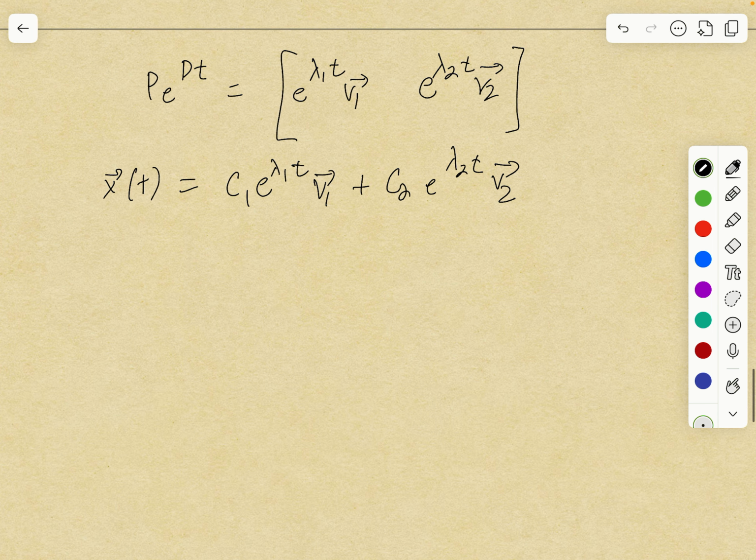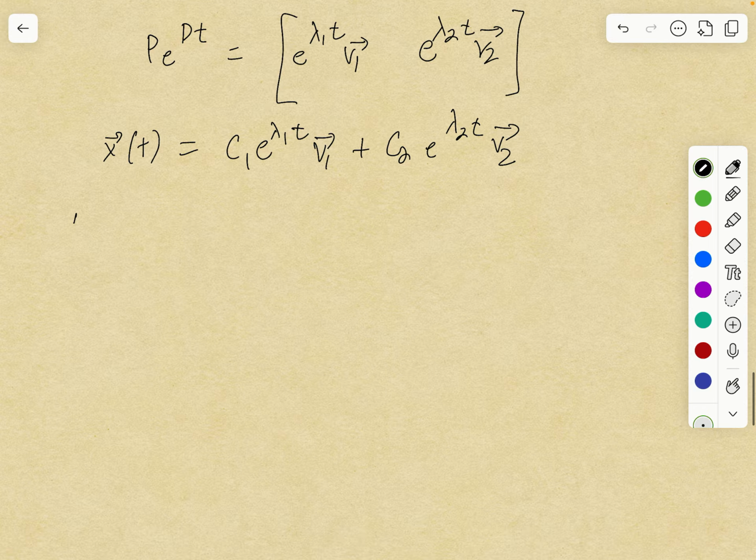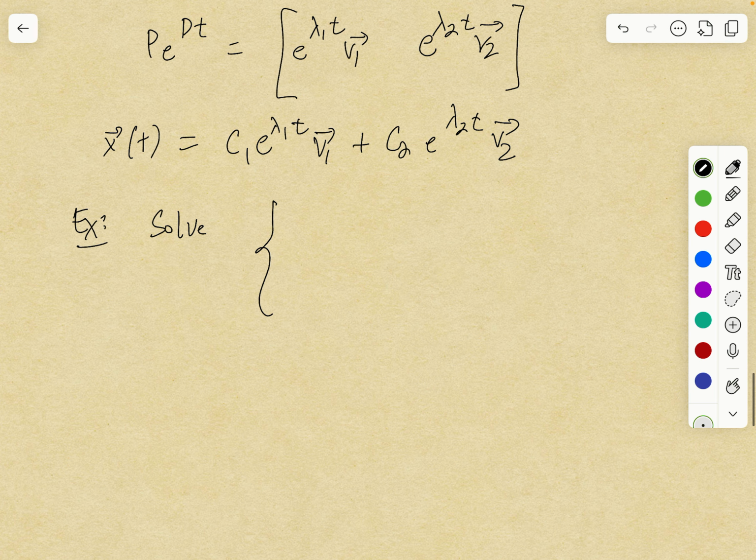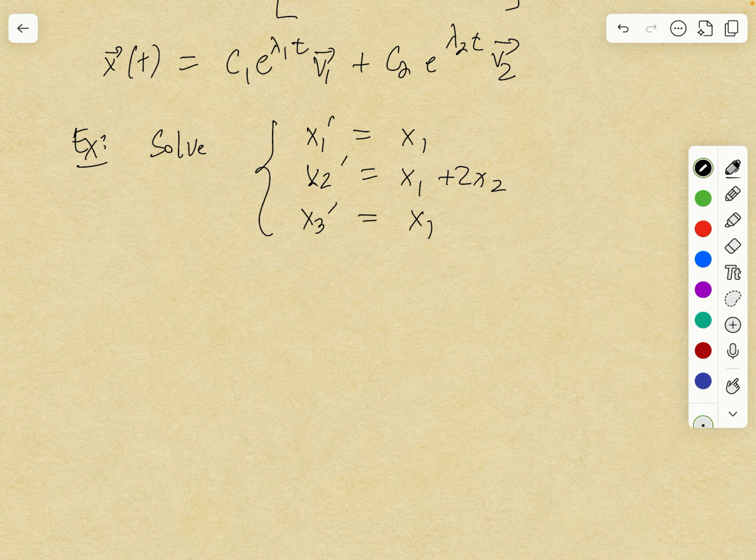Okay, I just want to do one quick example just to illustrate. So suppose we wanted to solve this system of equations. x1 prime equals x1, x2 prime equals x1 plus 2x2, x3 prime equals x1. So first we write out the matrix differential equation.